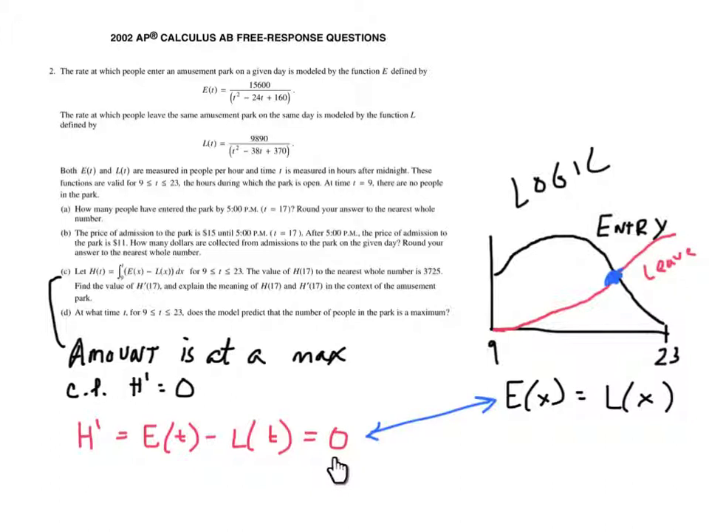So what you would do is graph the two equations and either look for where they intersect or graph y1 minus y2 and just see when it crosses the axis. And that will give you the time at which the amount of people is at a maximum. And a couple ways to do it.